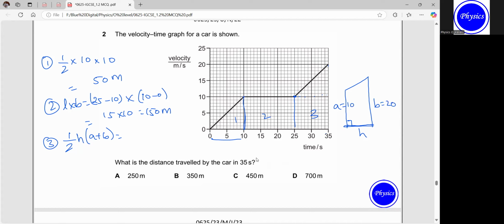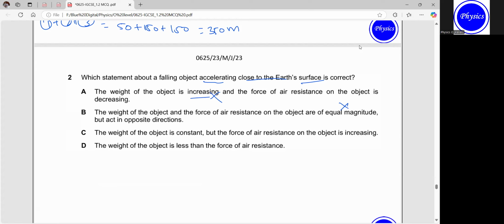Which statement about a falling object accelerating close to the Earth's surface is correct? Close to the Earth's surface, the object is accelerating. So which one will be the right option? The weight of the object is increasing. No. The weight of the object and the force of the air resistance on the object are of equal magnitude. No, nothing about terminal velocity or steady speed is mentioned, and they say it is accelerating.